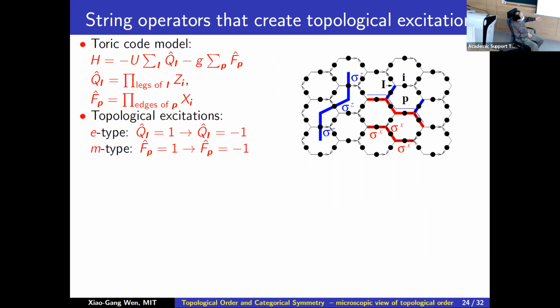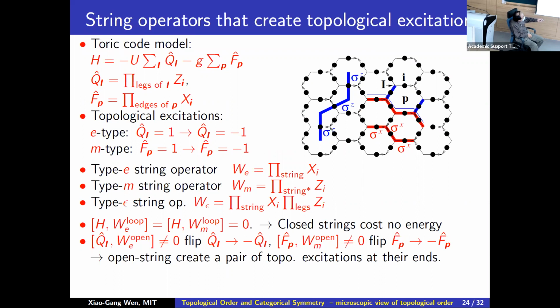To flip F, let me see. Okay, to flip a Q, we need a string operator. That's the key, so let's describe that. The string operator is like this. Here the sigma x, the x is also sigma x, it's the same thing. So we just apply x along this red line.